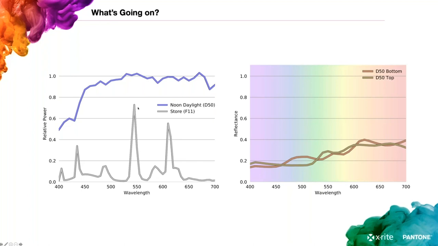What's going on there is the light bulb has phosphors in there, and when they're excited with electricity, they emit light at very specific wavelengths. And it's not as smooth as something like daylight.